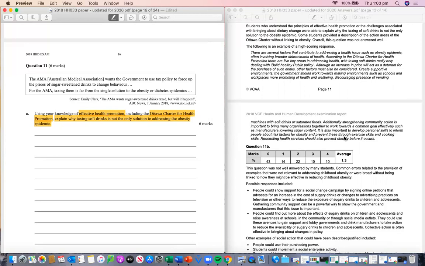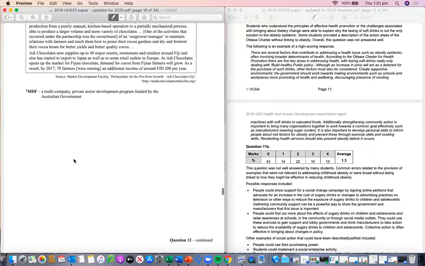Okay, so what this question's actually done is it's looked at the Ottawa Charter for Health Promotion. Okay, it's then focused on a variety of areas. Now you could focus on 3, for instance. Okay, and then what it's actually done from this is it's used effective health promotion and then looked at answering the question of how just solely taxing soft drinks doesn't actually result in addressing the obesity epidemic. All right, that's what this question's done. Okay, so that's where the actual response is in the answer.